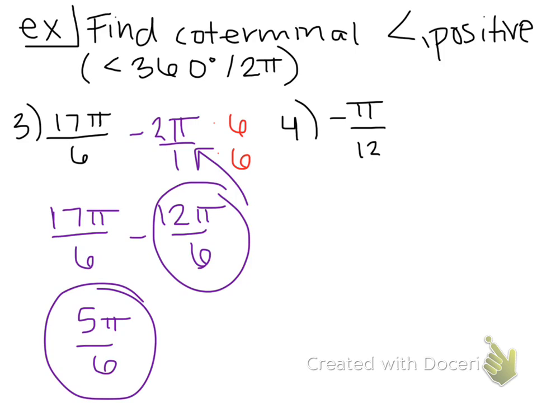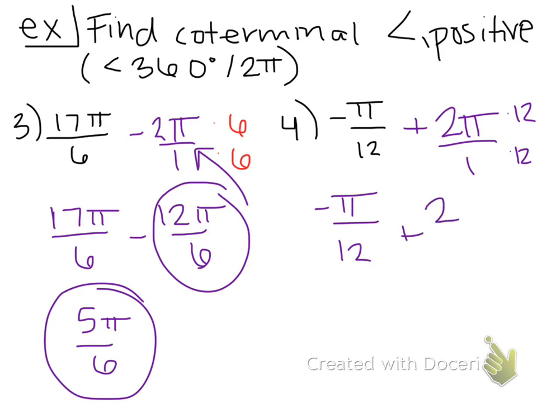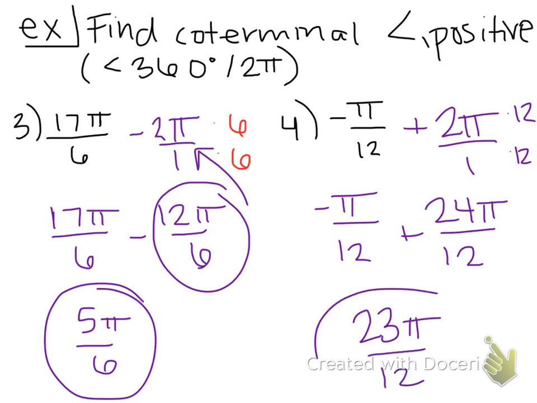For number 4, obviously I have to add because I'm in the negative, so I'm adding 2 pi multiplied by 12 to get the common denominator. So I have negative 1 pi over 12 plus 24 pi over 12. And when I add them together, I get 23 pi over 12 for my coterminal angle.